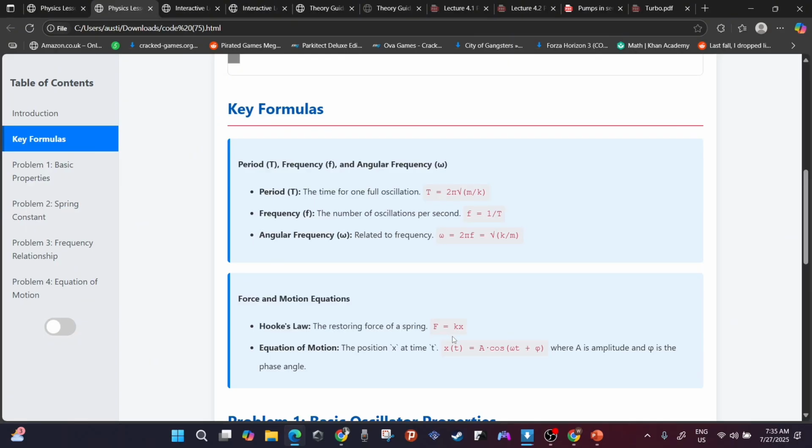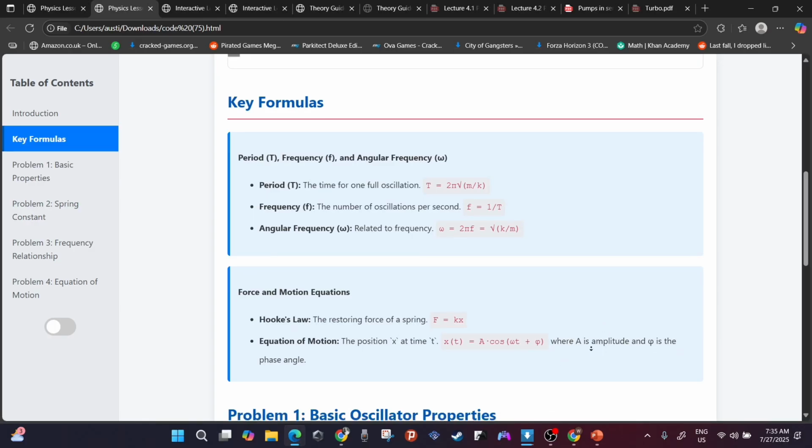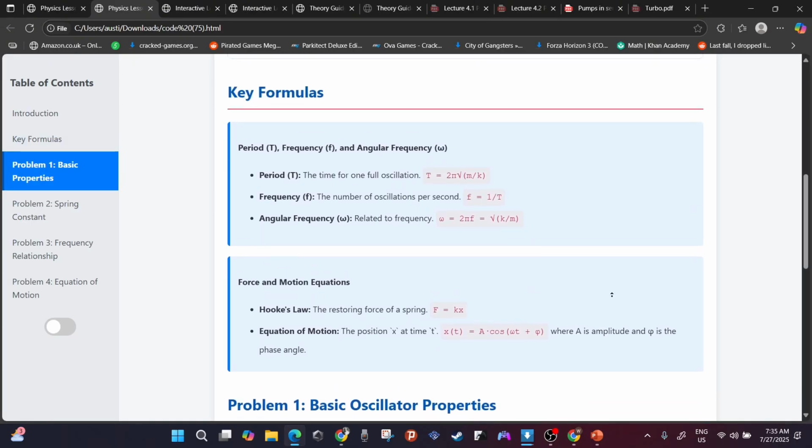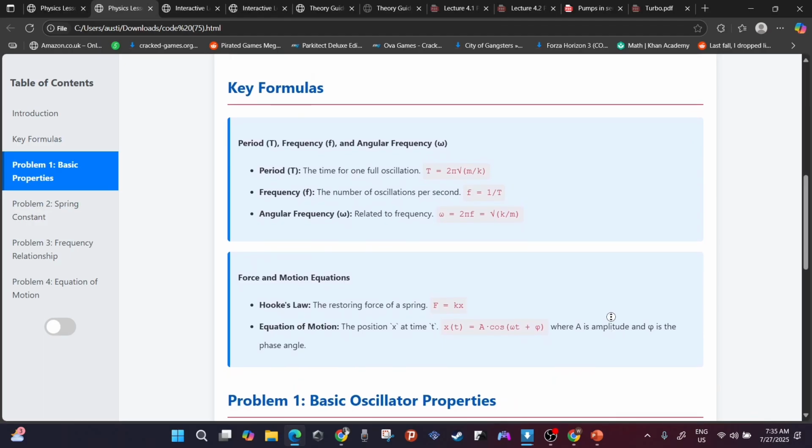And then for the equation of motion, the position x at time t, which basically describes position as a function of time, right? Would give us x of t equals A cosine of omega t plus phi, where A is the amplitude and phi is the phase angle, right? Very simple, very easy. Now, let's deal with some problems in regards to this.